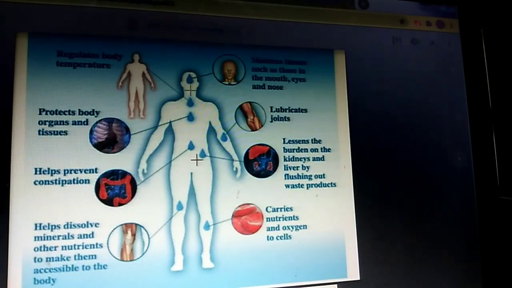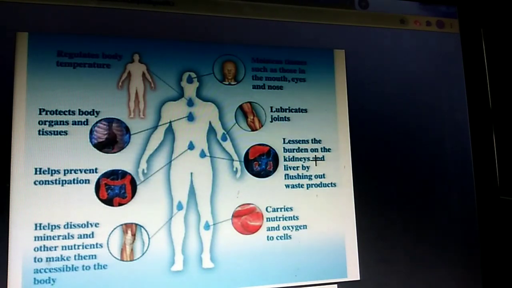Next, see, same thing, the example of what water does in our body with the drops I had given. First, it regulates the body temperature, protects organs and tissues, helps in preventing constipation, helps in dissolving minerals and other nutrients to make them accessible to the body. That means accessible to use after digestion. It carries nutrients and oxygen to all the cells of the body, lessens the burden on the kidneys and liver by flushing out the waste products, and helps as a lubricant near the joints and muscles, moistens the tissues such as eyes, mouth, and nose, etc.